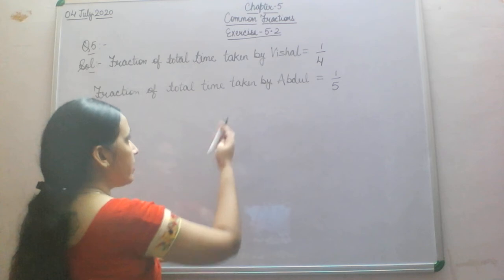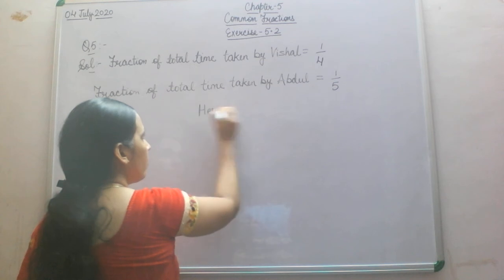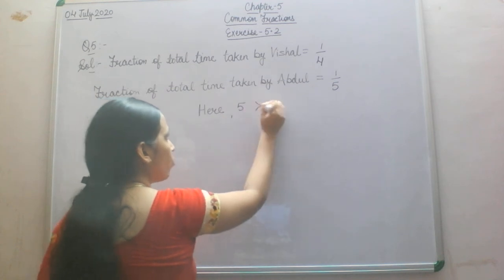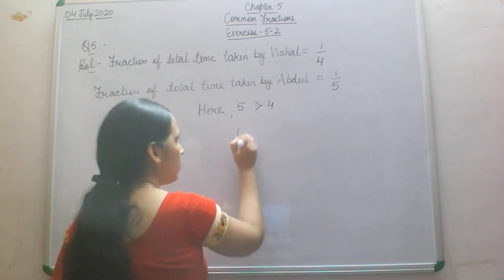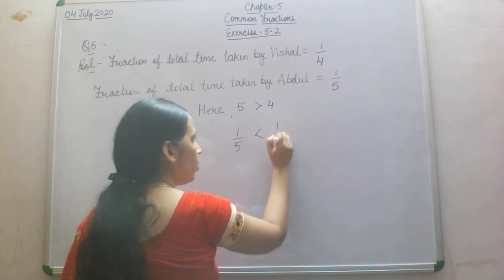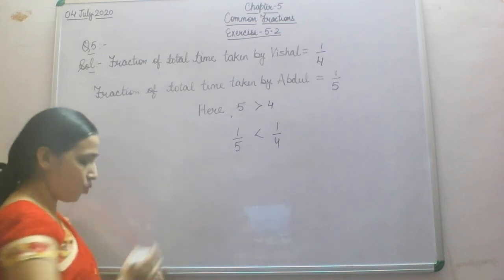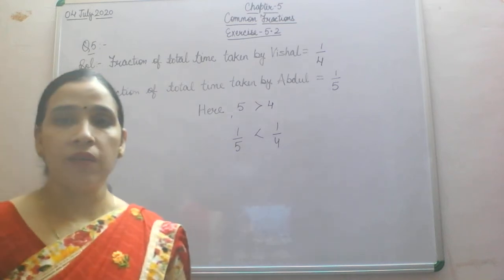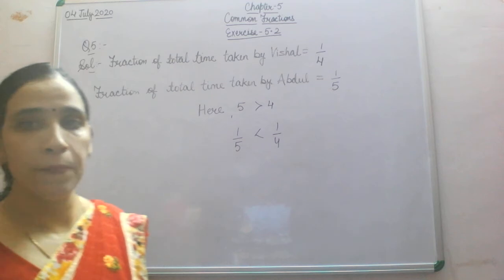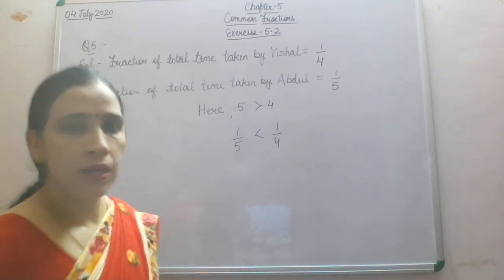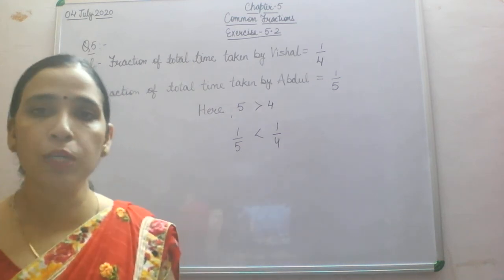Now here 5 is greater than 4. Here you will write here 5 is greater than 4. Now remember the rule, greater the denominator, lesser the fraction. So it means 1 by 5 is less than 1 by 4. Or you can say that 1 by 4 is greater than 1 by 5. Then who took more time or who took less time? Obviously the fraction which is, so here 1 by 4 is greater.